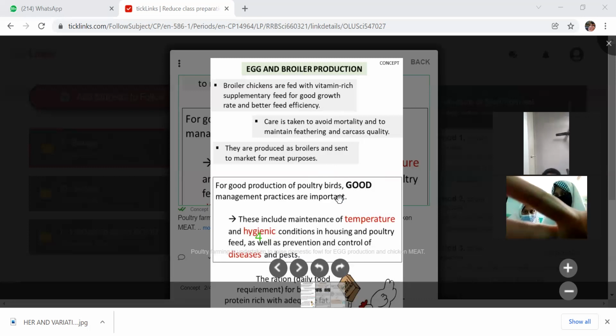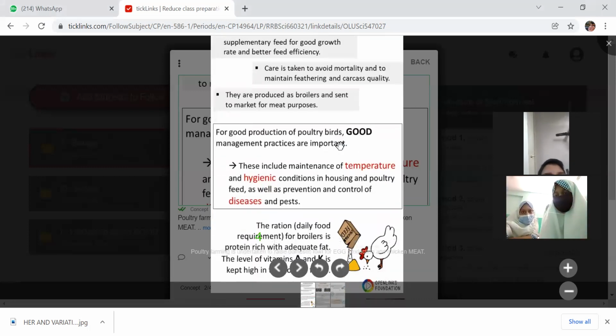Read the next one. Anybody has any doubt? Can I read the third point? Yes, thank you, Ali. Who wants to read this? Maria, please read. They are produced as broilers and sent to market for meat purposes. Good.